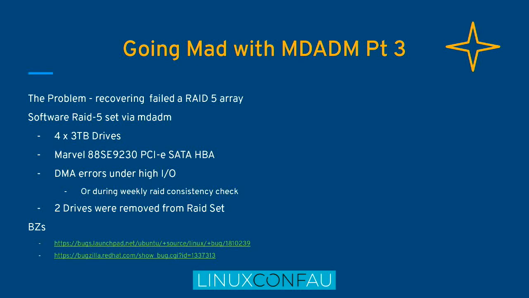Part 3, a failed RAID 5 array. Now, if any of you have any of these particular Marvell PCIe SATA HBAs, they're not very good. I'm trying not to use bad language. They are dreadful. There's a bunch of bugzillas linked at the bottom of this, but under high I/O, which can be just as simple as running the RAID set check, it will start producing DMA errors, and then suddenly drives are being booted from your RAID array.